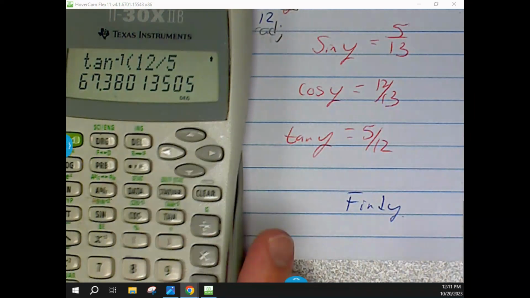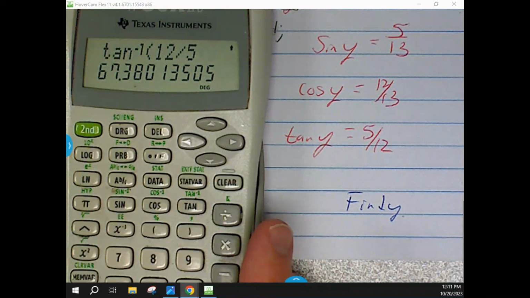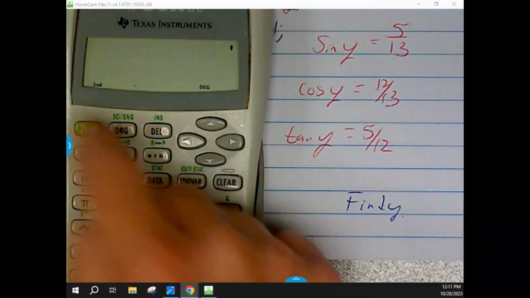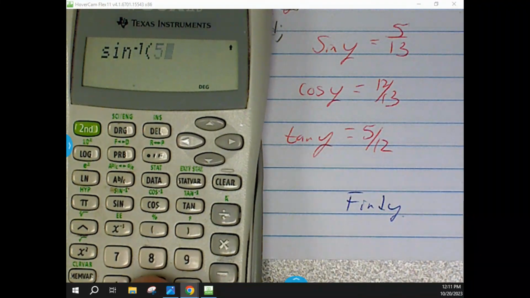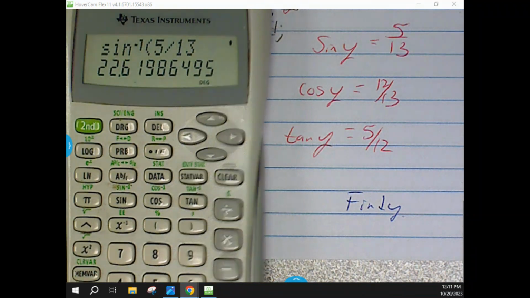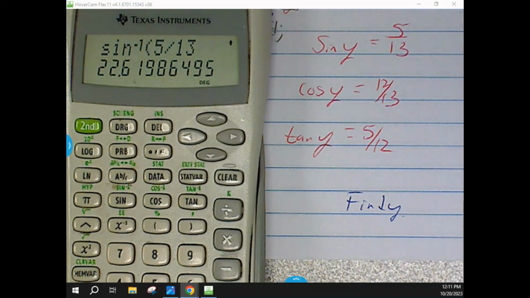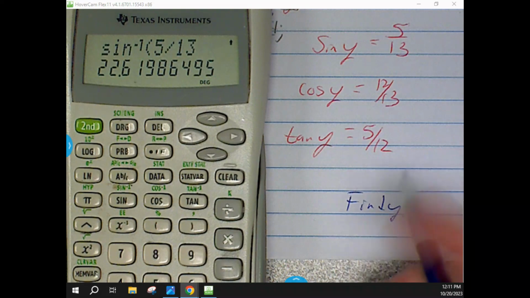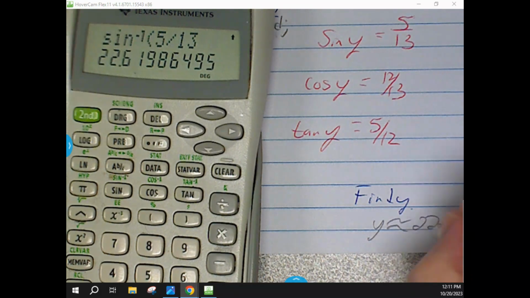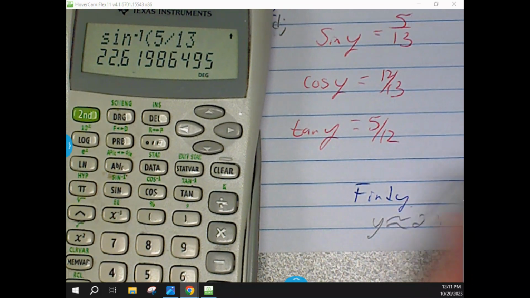All right, if you have to find Y, it's the exact same thing, but now we've just got a different set of numbers. So if we've got to find it with this one, we're going to do second and sine, and then do 5 divided by 13. And that comes out to be 22.6. And again, if we round that off, that's about 23. Probably in a lot of the homework problems, they're going to tell you to go to at least one decimal place. For this one, we're just going to round this thing off and say it's about 23 degrees.